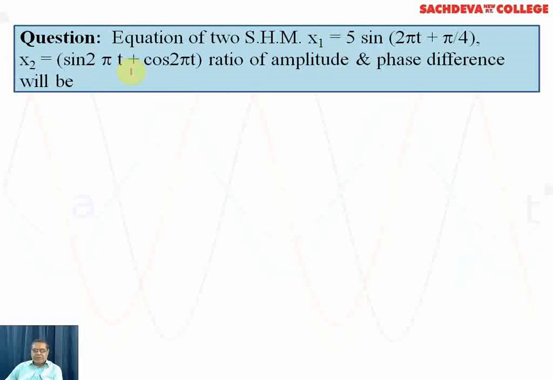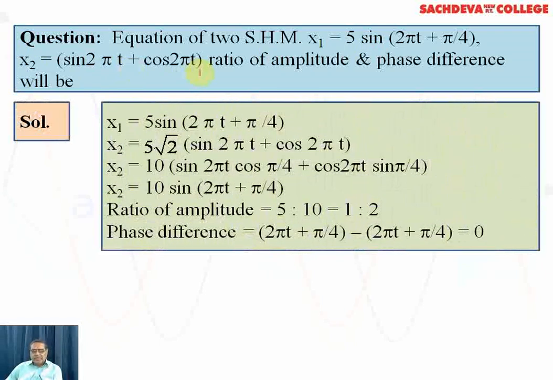So this function is to be totally changed into a sine function. How exactly will we do it? You can check the solution: x1 is given to us, and x2 is also written as given in the question. Then x2 is converted into the sine function. How exactly have we proceeded? Sine 2 pi t means sine 2a, and trigonometrically, sine 2a means 2 sine a cos a.